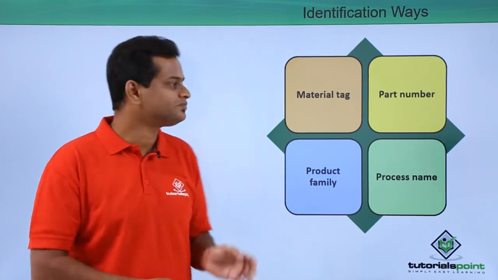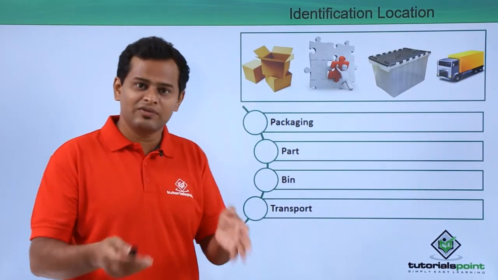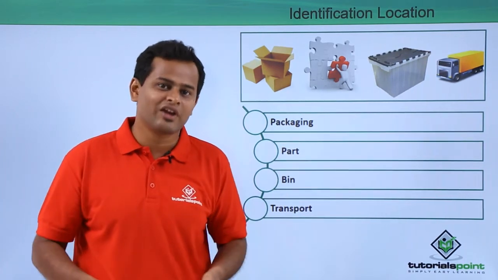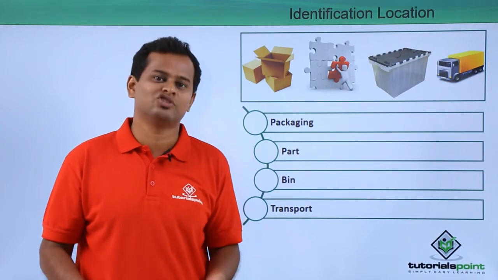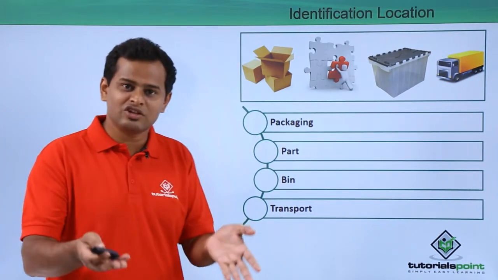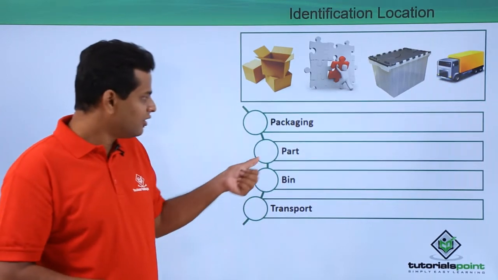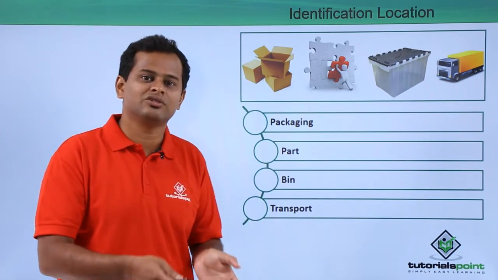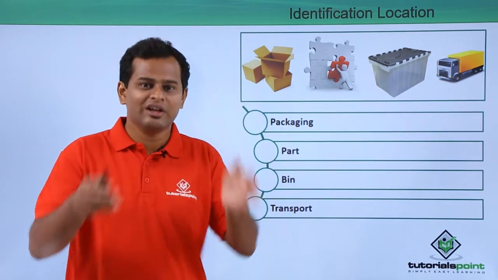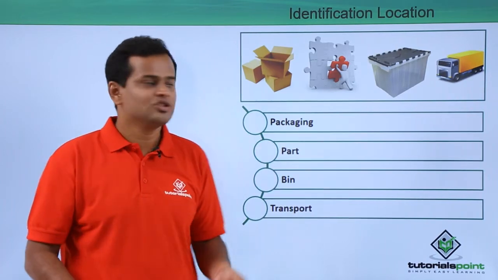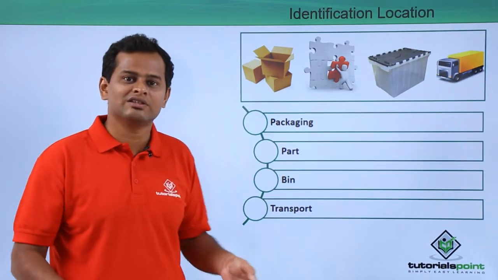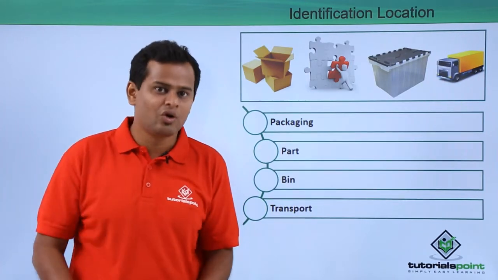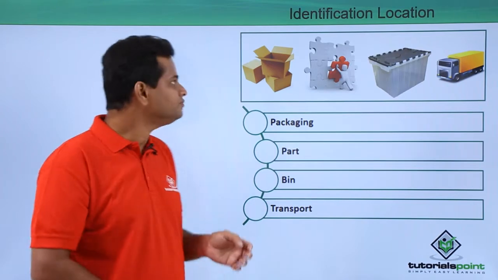We will understand the identification location, where exactly we can put this identification so that it will be very transparently visible for all the responsible people. On the packaging, of course we can do that. On the part, on the bin, and on the transportation vehicle or on the transportation carrier that we are going to use. So when we are clear with respect to all these things, it's also easy for us to communicate to our vendors and also our customers.